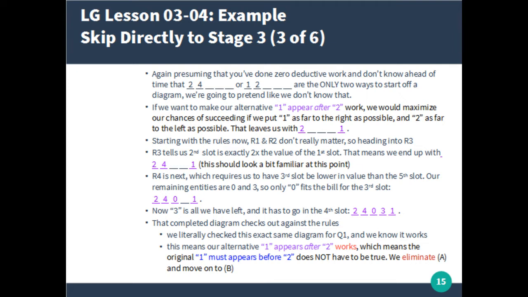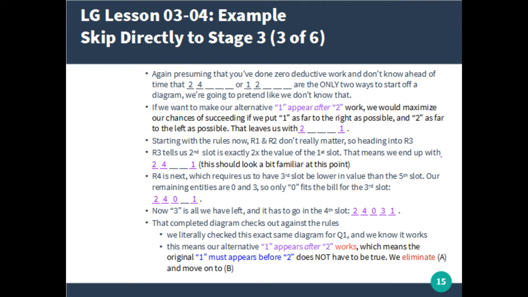Rule 2 checks out. Rule 3 tells us the second digit has a value exactly twice that of the first. Yeah, we literally just did that less than a minute ago. 4 is exactly twice the value of 2, so that's just math. That's how it works. We're all good there. And Rule 4, the value of the third digit is less than the value of the fifth digit. And again, 0 is smaller than 1. 0 is in spot 3. 1 is in spot 5. So spot 3 is smaller than spot 5. We're all good there.